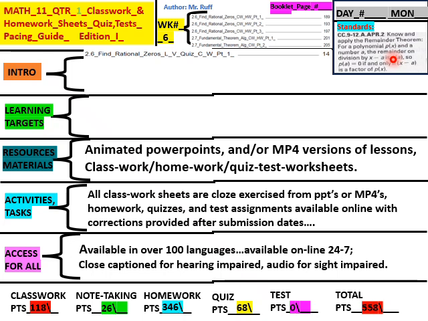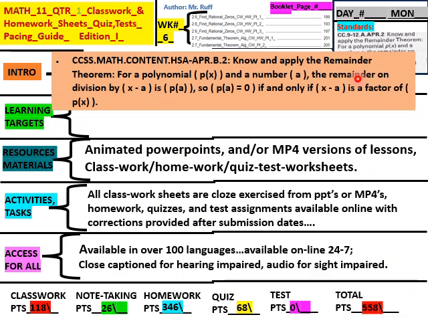A.APR.2, know and apply the remainder theorem for a polynomial p of x and a number a. The remainder on division by x minus a is p of a, so p of a equals 0 if and only if x minus a is a factor of p of x. And here is our intro.